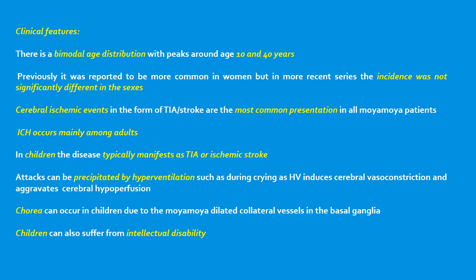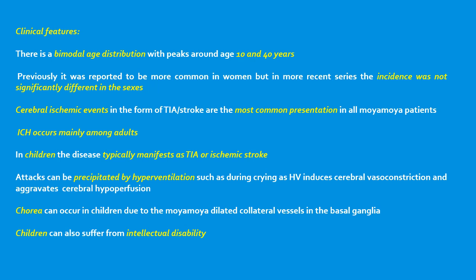Clinical features. There is a bimodal age distribution with peaks around age 10 and 40 years. Previously, it was reported to be more common in women, but recent series showed that the incidence is not different in the two sexes. Cerebral ischemic events in the form of TIA and stroke are the most common presentation in all Moyamoya patients. Intracranial hemorrhage occurs mainly among adults. In children, the disease typically manifests as TIA or ischemic stroke.